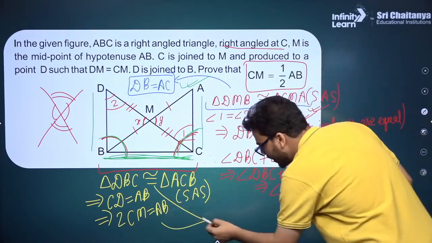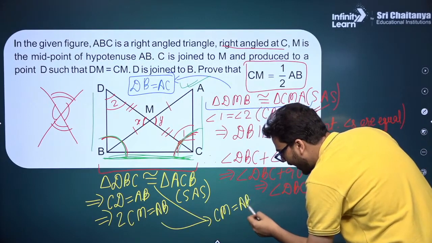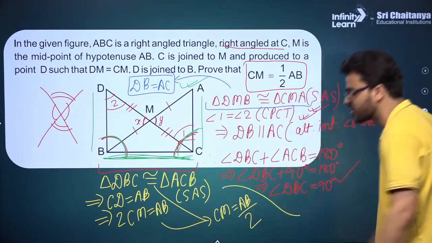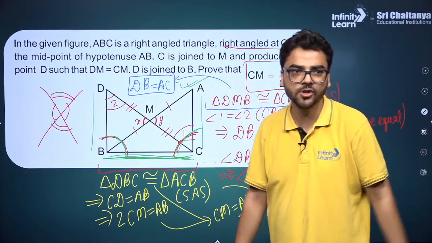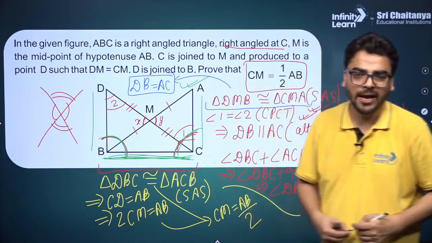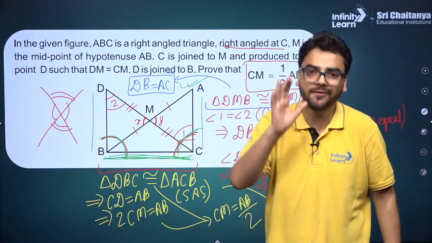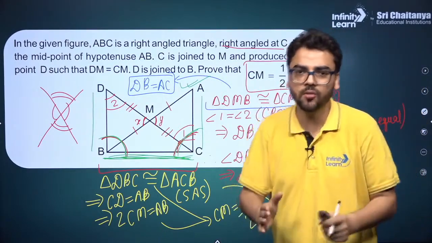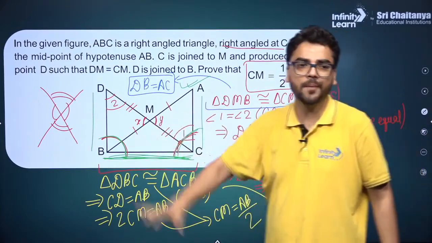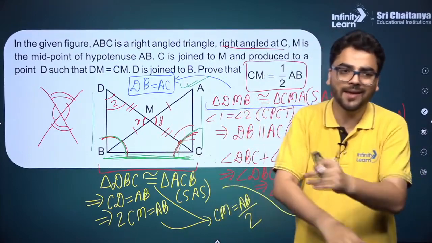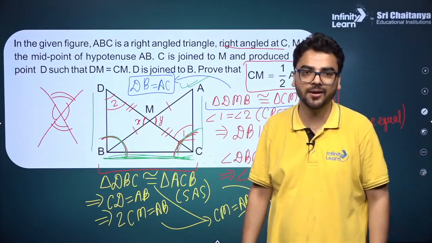So what does it mean? Have I proved that CM is equal to AB by 2? And that's what we needed to prove in this question. Is this clear to every student? Kunal, Ankit, Shinjini, Abhimanyu? Is the question clear to every student in this session? So 2 times we have used SAS congruency criterion in this question, and also we have used the properties of parallel lines and transversal. Any doubt in the question, guys? Just confirm in the chat.